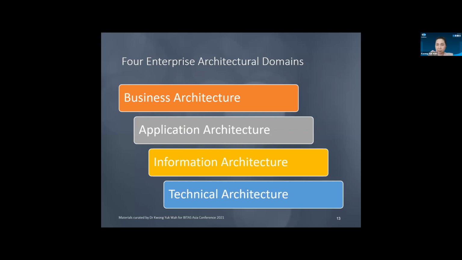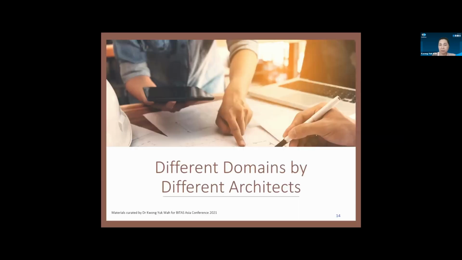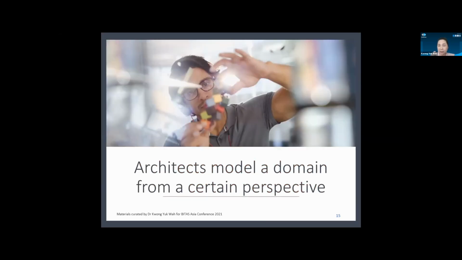Now this is a basic concept of enterprise domain, right? So we are talking about enterprise architecture. It comprises four domains: the business architecture, the application architecture, the information architecture, and the technical architecture or the infrastructure architecture. And very often, different domains will be done by different architects. And they look at the domain, and they model the domain from their own perspective.